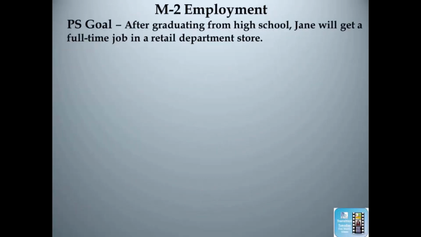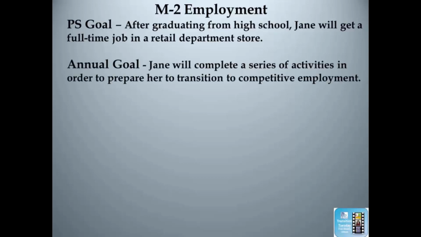Now we'll be moving on to method 2 of writing annual transition goals. And as you remember, this is in a checklist kind of a format. For the post-secondary goal for employment of after graduating from high school, Jane will get a full-time job in a retail department store. An annual goal could be, Jane will complete a series of activities in order to prepare her to transition to competitive employment.